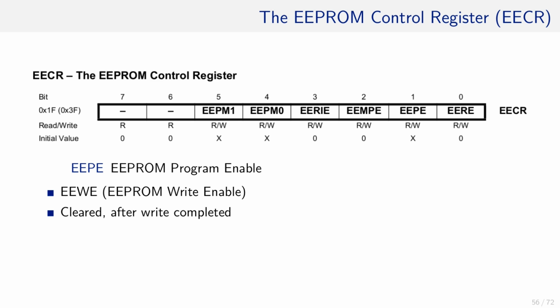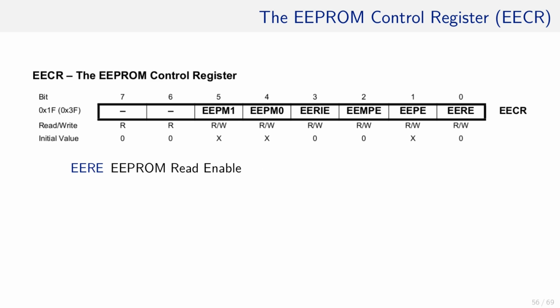The EEWE bit can be polled to check if the previous write completed and the EEPROM is ready again. And lastly, there is the EERE, which triggers the EEPROM to read data from the desired address and stores it in the data register.